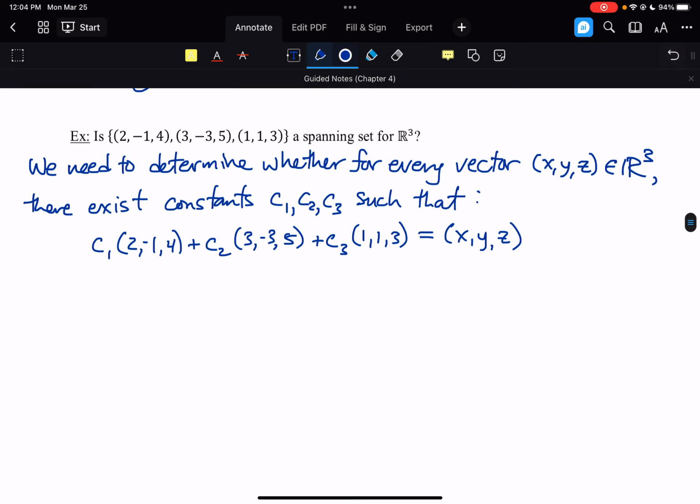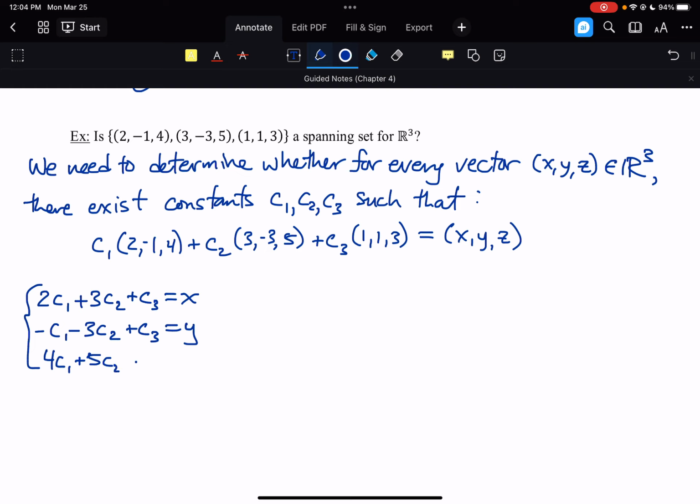So if we set this up as a system of equations, distributing C1, C2, and C3 into everything and then equating by component, the x components, the y components, and the z components, we get 2C1 plus 3C2 plus C3 equals x. We get negative C1 minus 3C2 plus C3 equals y. And 4C1 plus 5C2 plus 3C3 equals z. So this system of equations is equivalent to this equation, and this can now be rewritten in matrix form.